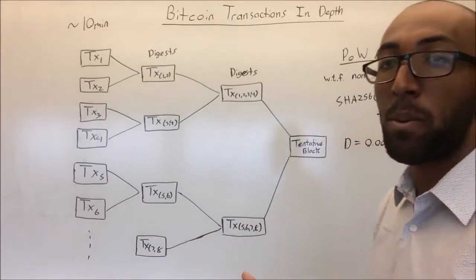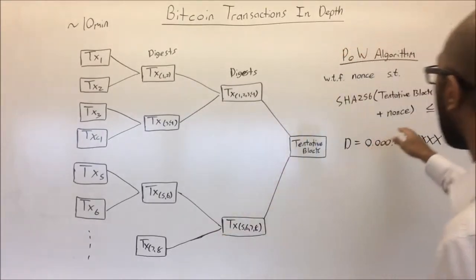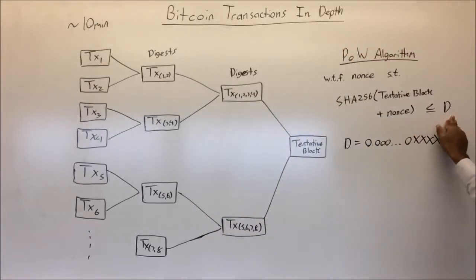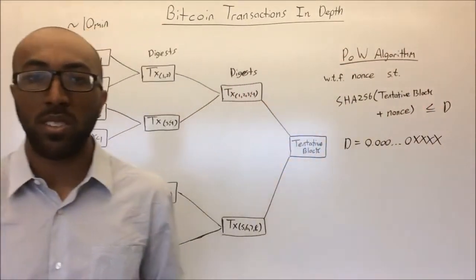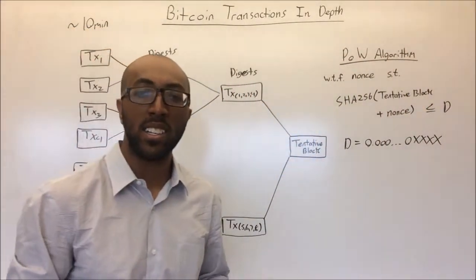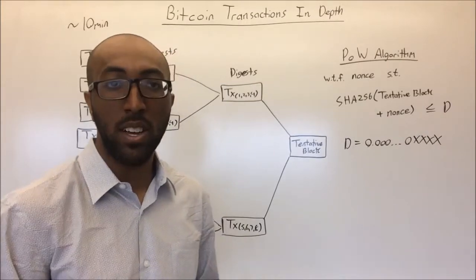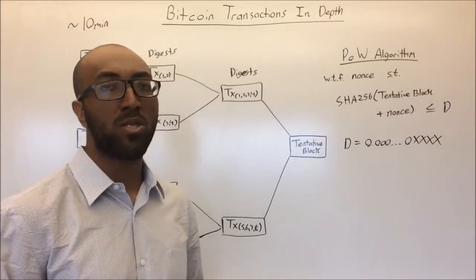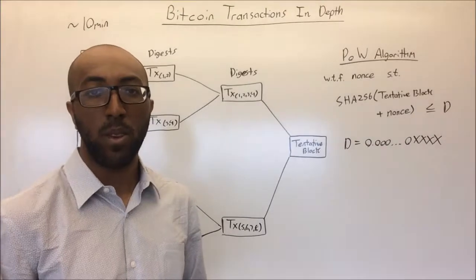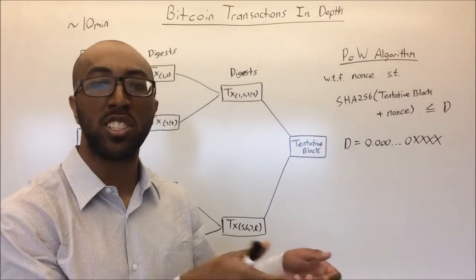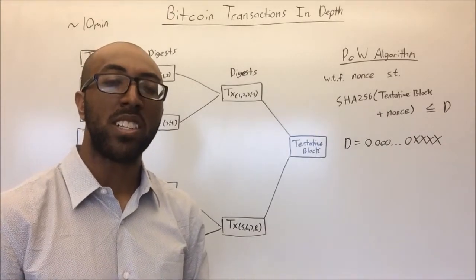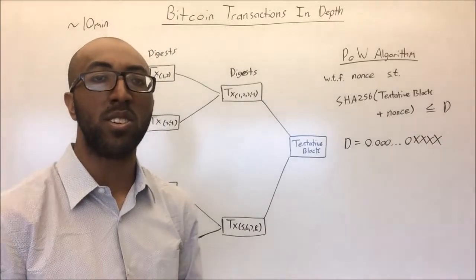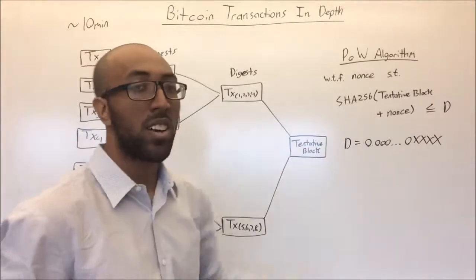We want to get an output that is less than or equal to D, where D is a difficulty target. Now, as I mentioned in other videos, Bitcoin's supply is self-calibrating in the sense that if miners are creating new blocks too quickly, what the system will do is adjust the difficulty of the proof of work algorithm. The way that they do this is they increase the number of required zeros in the difficulty target.